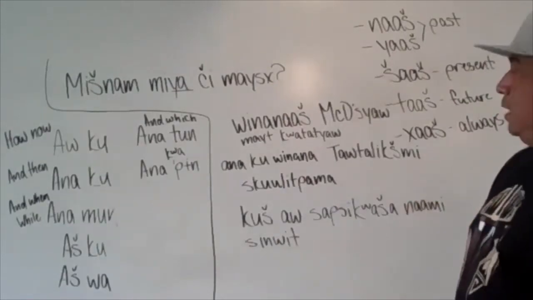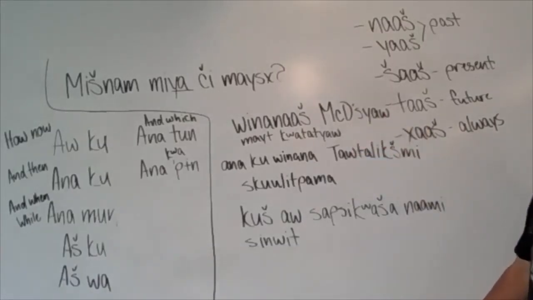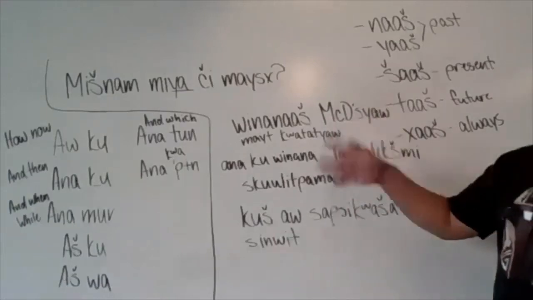This is me this morning. Well, except for this part. I just threw that in there, just to add more to my story. Winanash McDonald's yao, might quite it yao. Anaku winana, Dauta Lakshmi, Skudit Pama. Kush ao subsequasha, Nami Sinwik. Yeah. So now you brought yourself back into the thing by adding the esh on kush. Now I. But it makes sense though, right?